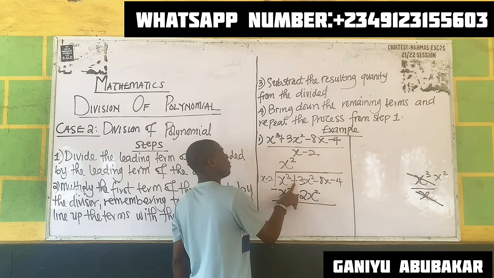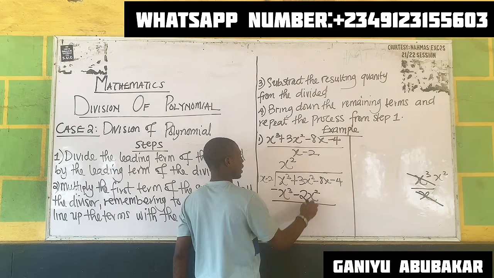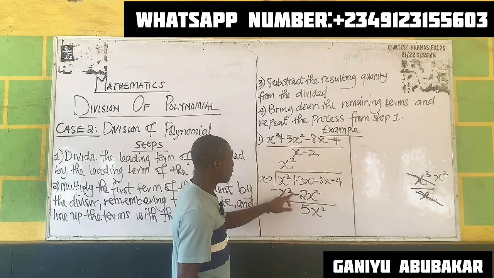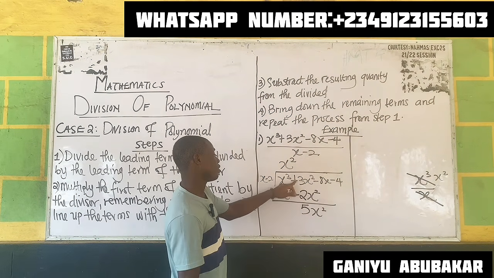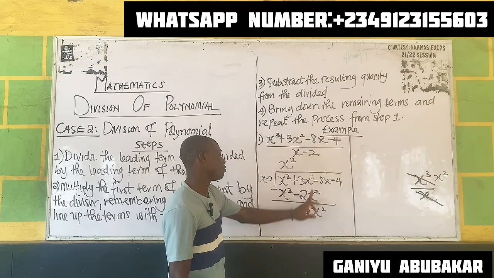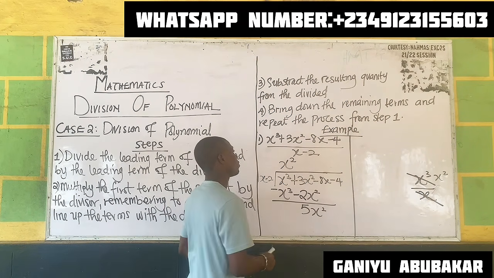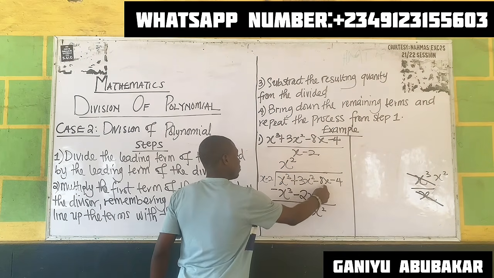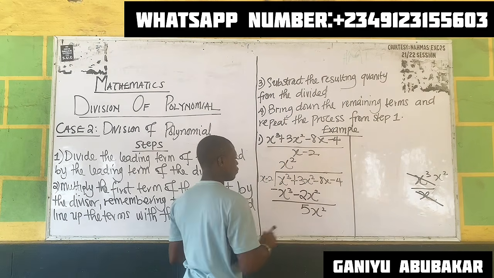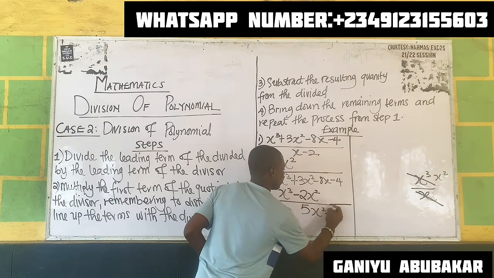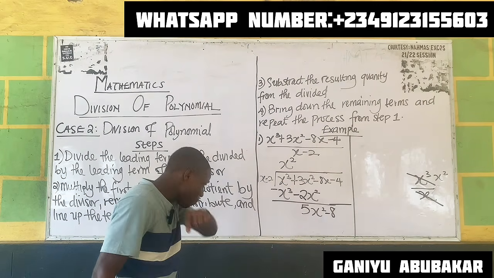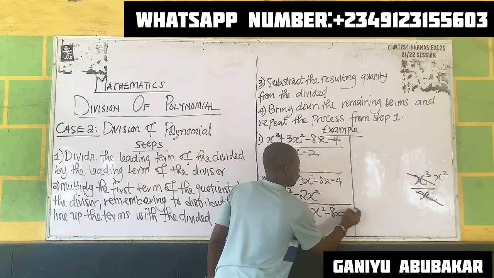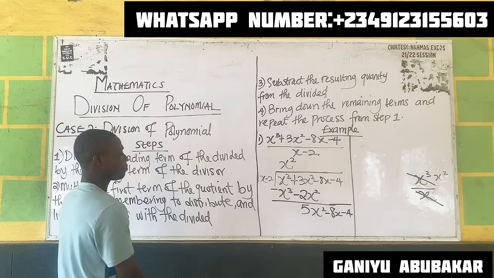So what are we having there? Plus 3x squared plus 2x squared. That gives you 5x squared. Please observe, negative negative gives you positive. So I'm having positive 3x squared with positive 2x squared, that gives you positive 5x squared. We said after that, bring down the remaining terms. So this 8, bring it down, and this 4, bring it down. That gives you minus 8x minus 4.